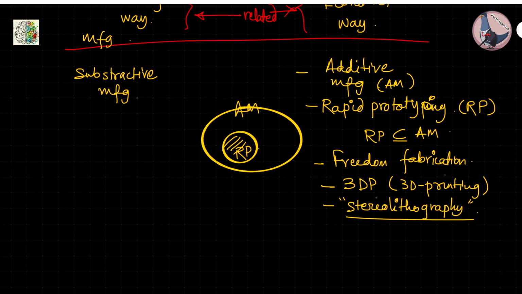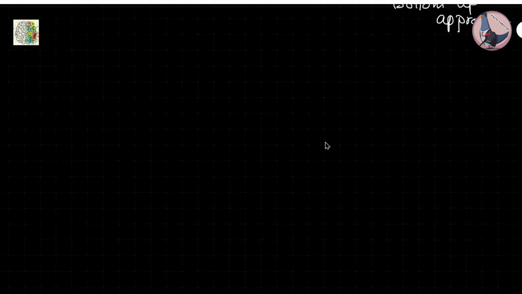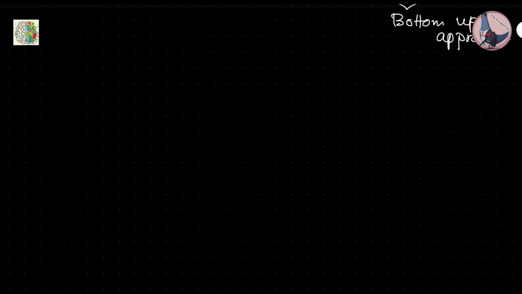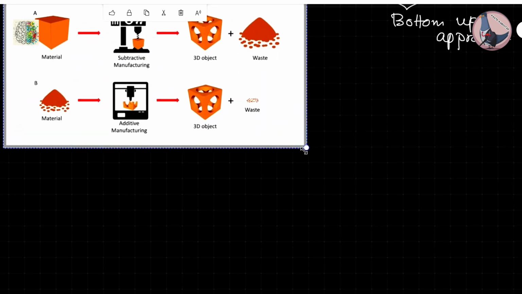Now subtractive manufacturing is also called the top-down approach, and additive manufacturing is called the bottom-up approach. And I would again remind you that till now I haven't started the topic. I'm just laying out how additive manufacturing is related to something you already know. So now let us come back to the basic difference between these two things, and it will be best shown by a drawing.